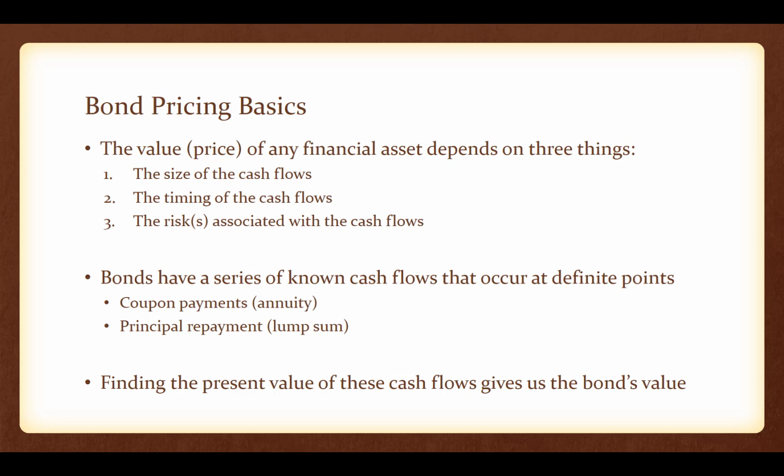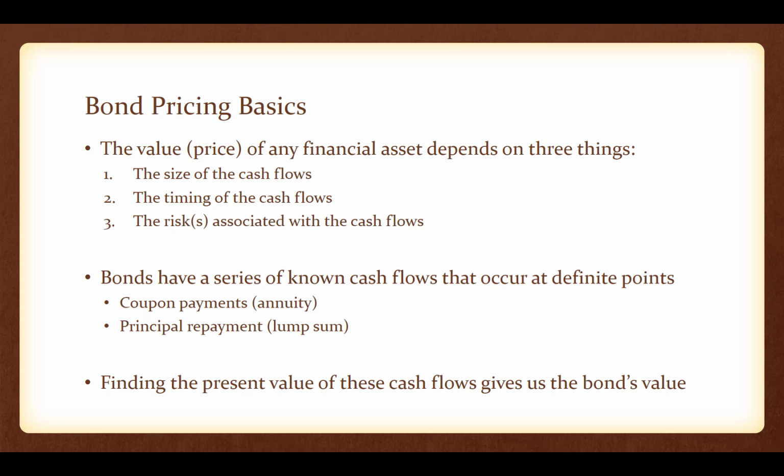First, the value or the price of any financial asset, so not just bonds, but anything you would consider, depends on three things: the size of the cash flows that asset is generating, the timing of the cash flows that you receive by investing in that asset, and then the risk or the risks associated with those cash flows. And that's all going to boil into the discount rate.